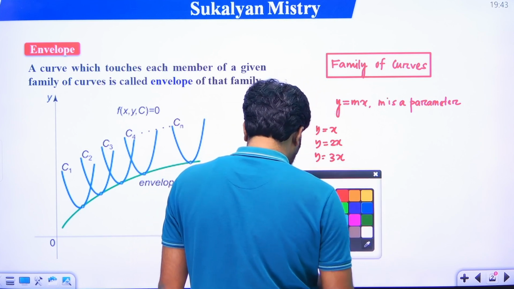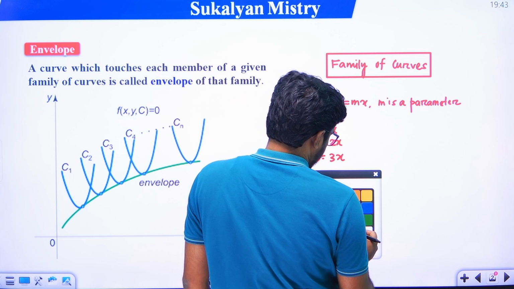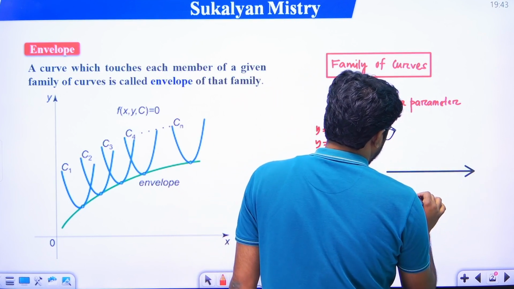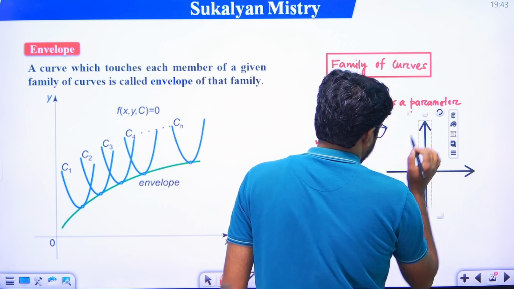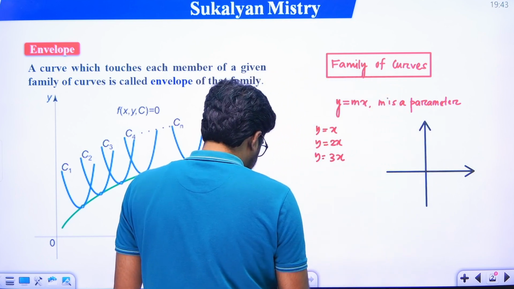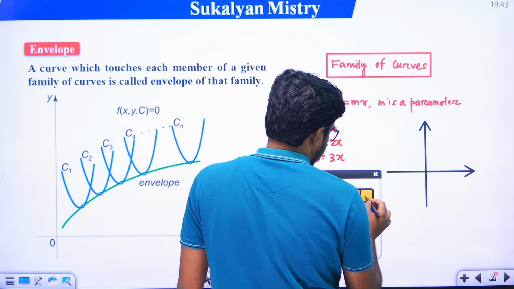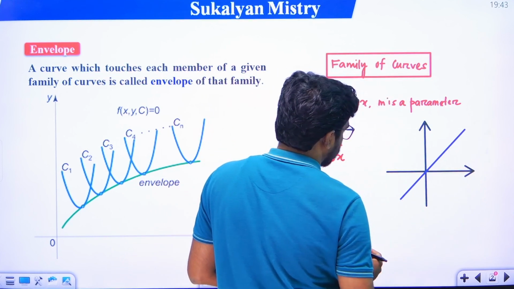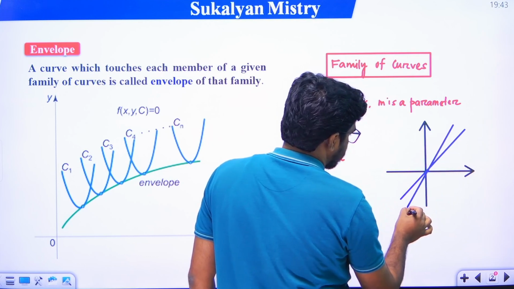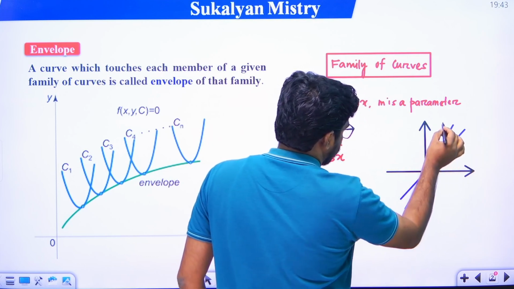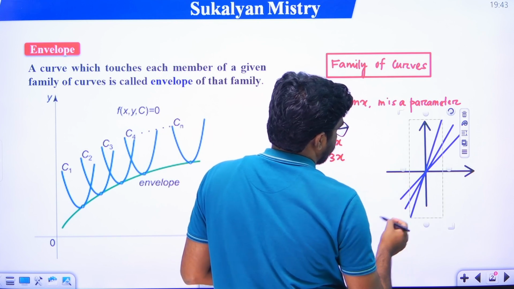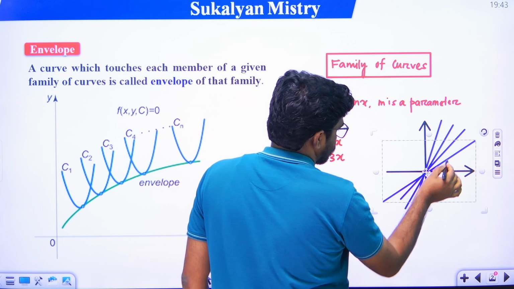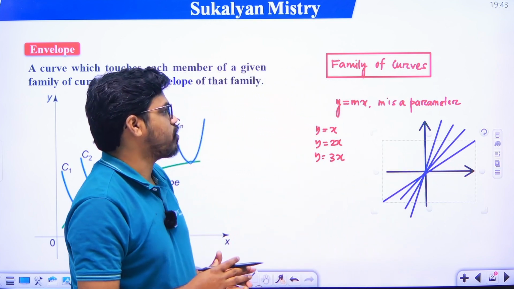Suppose this is x-axis and this is y-axis. Y is equal to x, so this is a straight line passing through the origin, right? Y is equal to 2x, so this is a straight line passing through the origin. Y is equal to 3x, so this is a straight line passing through the origin. Okay, so we get straight lines like this. So this is the family of curves.